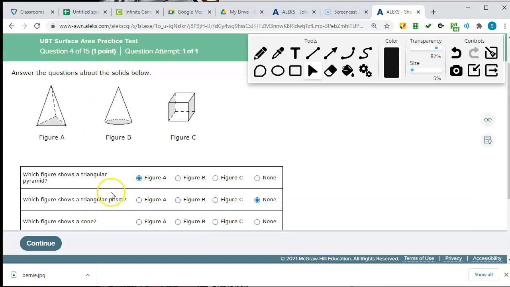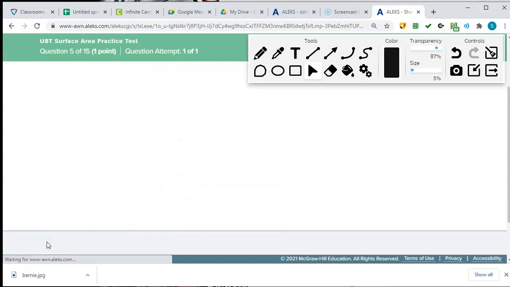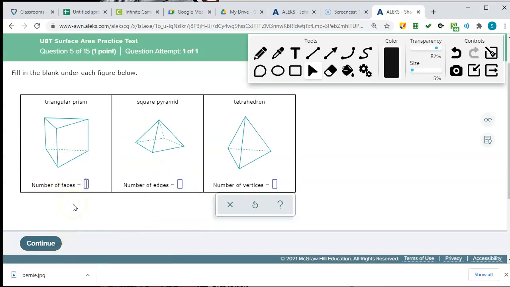Which of them shows a cone? Figure B. A cone is a circle as a base and it comes up to look sort of like a pyramid, comes to a point. Excellent work. All right. Now, I would like some help from people that haven't helped yet. If you are interested at all, I would really like that.